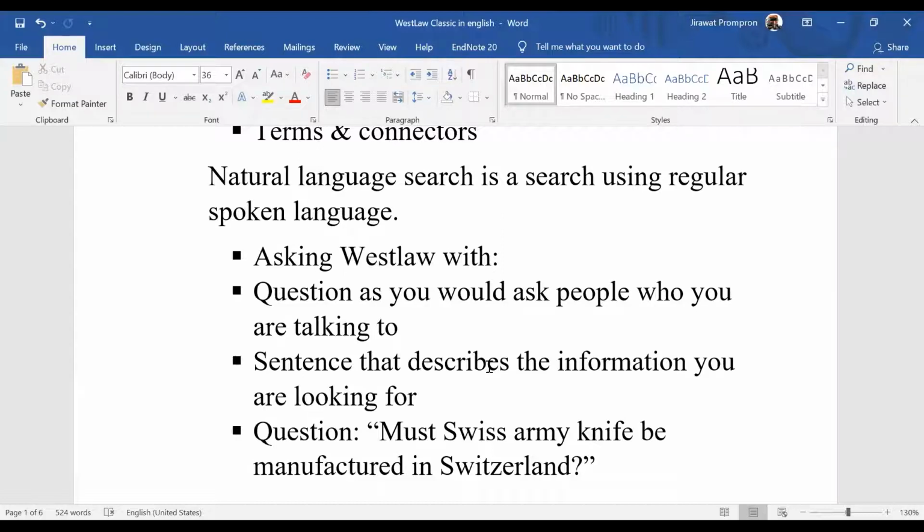Stemming means, I don't know the singular or plural, I don't know the root word expanded with ing, ed, ly, so I have a problem with adjectives and adverbs. So they will manage that for you. They will search including stem searching.